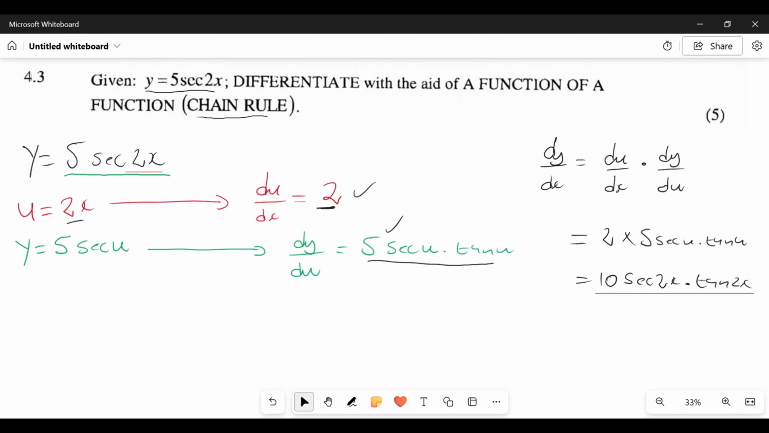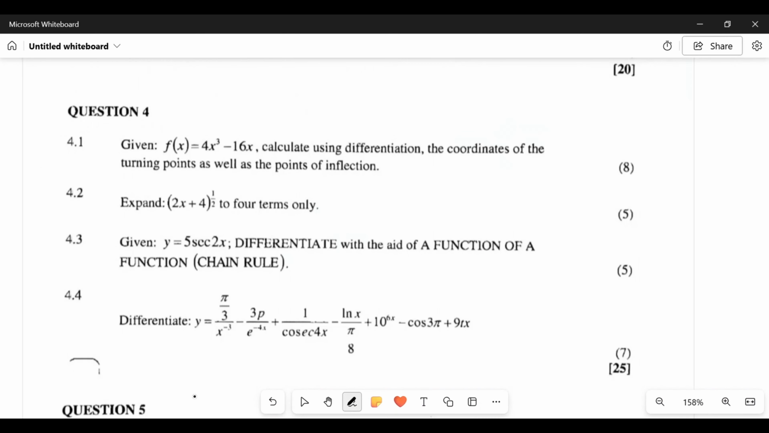I hope you managed to get this question. Really, it was not that difficult. We are done with 4.3. Let's go and do 4.4. Let's look at question 4.4. Now I'm going to highlight it here so that you can see it. So here's our question 4.4, guys.